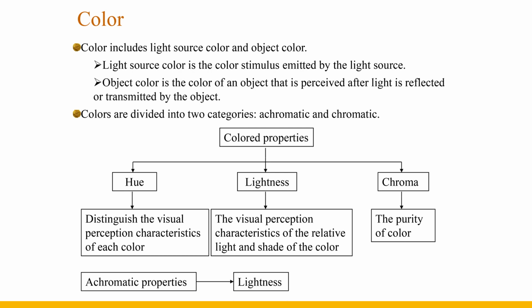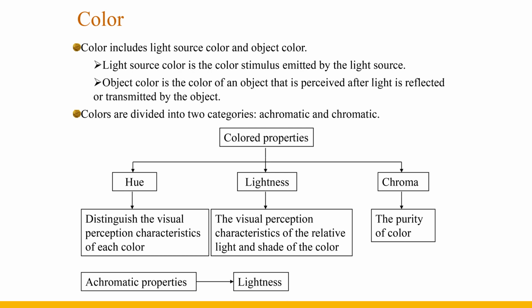Lightness is a visual perception characteristic of a color relative to light and dark. The higher the brightness of the light, the brighter the human eye feels, and the higher the lightness. The lightness of an object's color reflects the change in light reflectance or light transmittance. Objects with large light reflectance or light transmittance have high color lightness, and vice versa. Achromatic only has lightness, no hue and chroma.